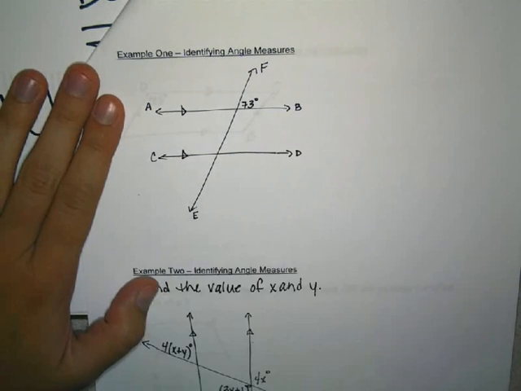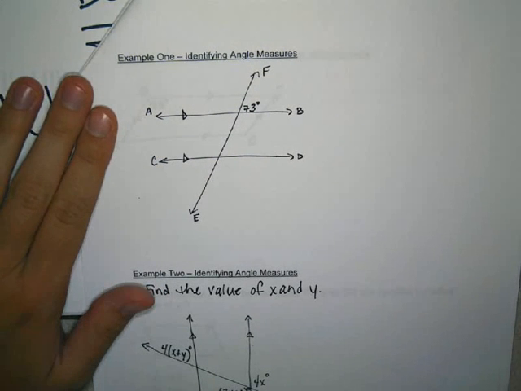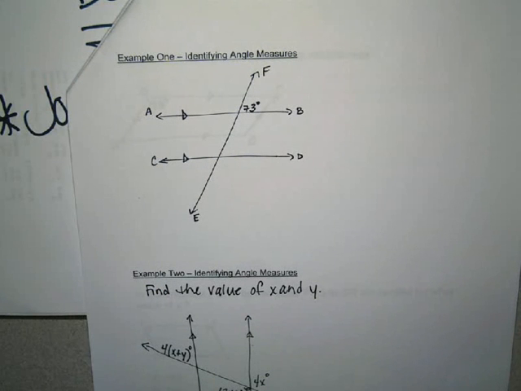All right, so we have 2 parallel lines here. I think you need to actually draw this. I don't think I drew it on yours. No. 2 parallel lines, a transversal, and I'm giving you one angle measure of 73 degrees.